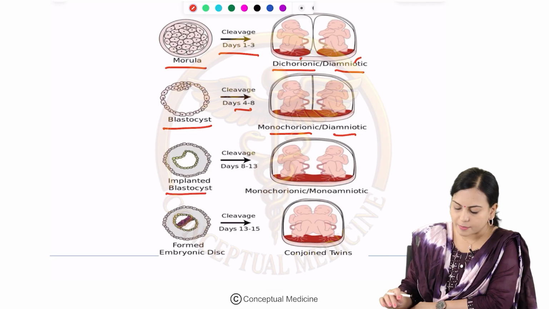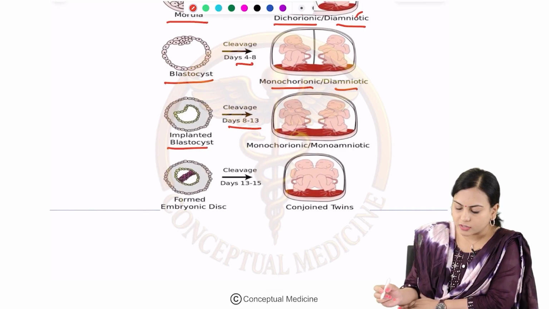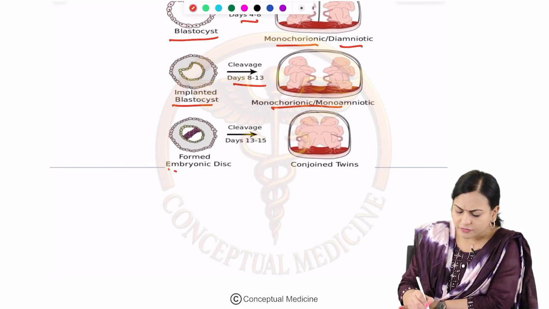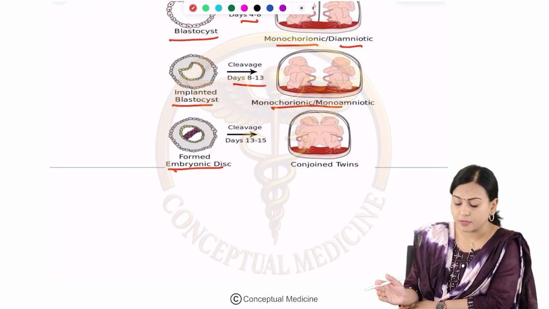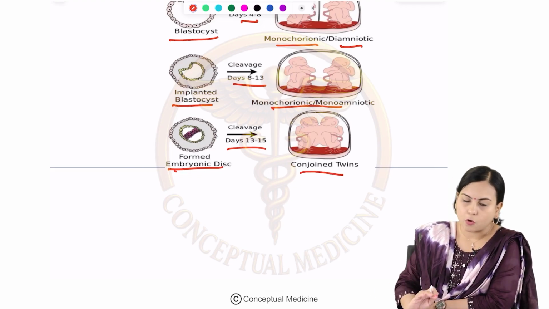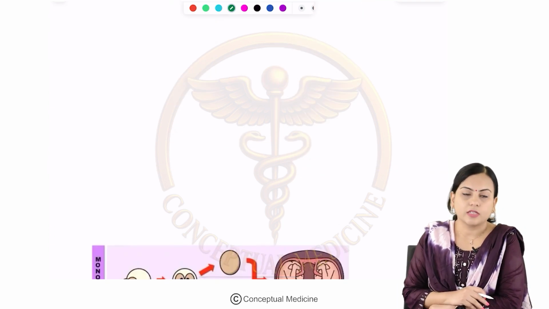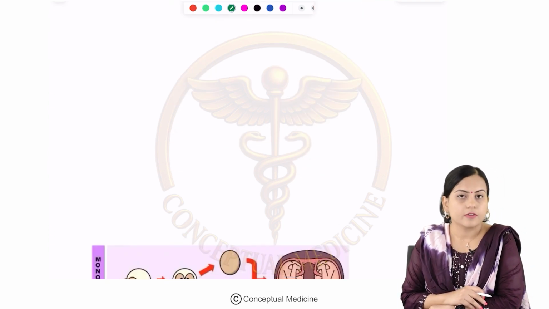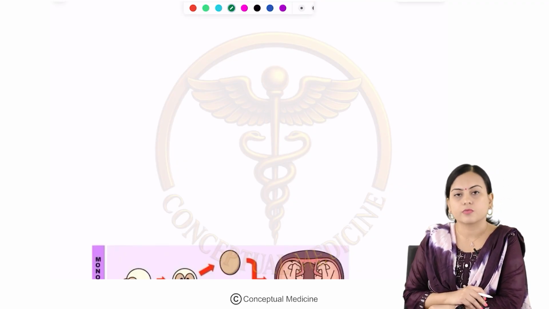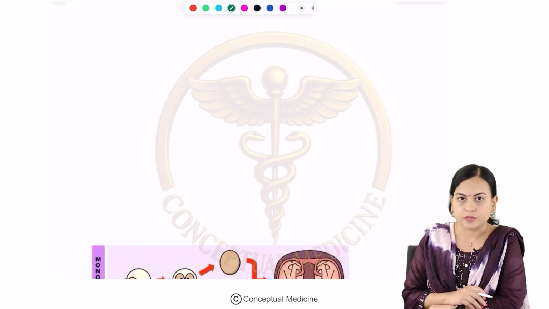And if the cleavage is happening in the implanted blastocyst around days 8 to 13, we will be getting MCMA twins. And then if the cleavage is happening at the stage of formed embryonic disc between days 13 to 15, that is more than 12 days, we will be getting conjoined twins. Okay, I hope I made this clear, right? Now, this is one type of classification, and we have another common type of classification for twin pregnancy, that is monozygotic twins and dizygotic twins. Okay, so we'll see the difference between them now.